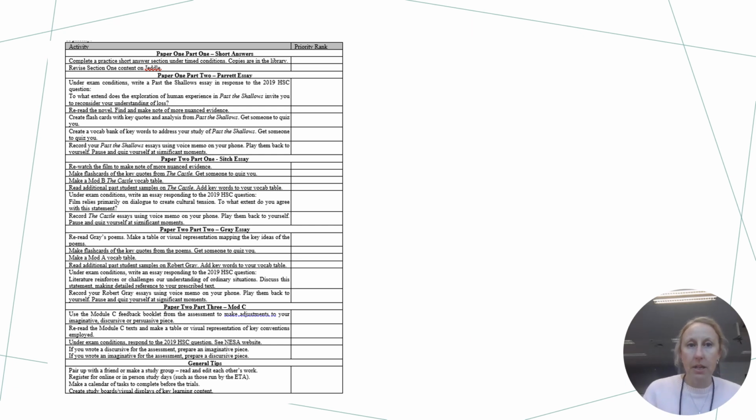Okay, the last thing you'll see on your gold sheet is this quite long, detailed table. This is a suggested method for you to prepare. So for each of the 5 components of the exam, so you've got short answers, Past the Shallows, The Castle, Robert Gray, and Module C, I have given you some suggestions on how you can prepare. So you can see that some of the activities are quite simple. It could be making flashcards. I've even included example questions to answer.